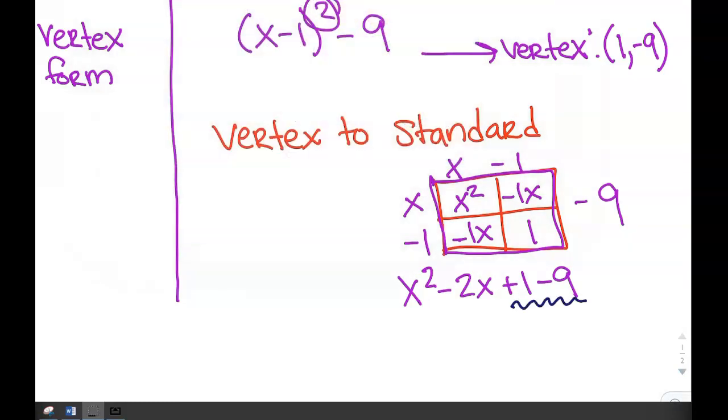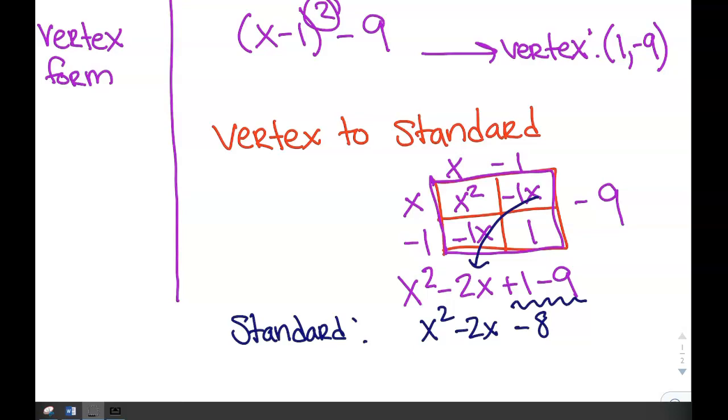I get to combine like terms. This makes x squared minus 2x minus 8. Please note that the -2x came from adding those two things together because they were like terms as well. This is standard form. Standard form is known as ax squared plus bx plus c. Okay?